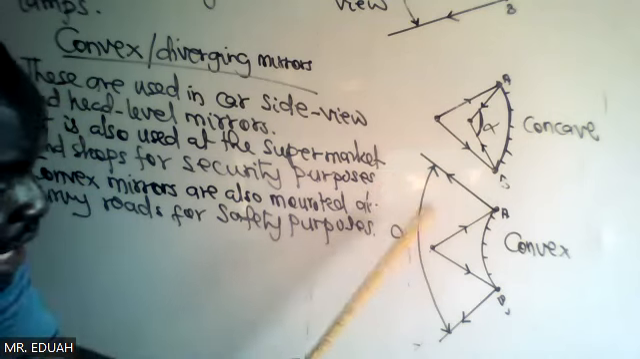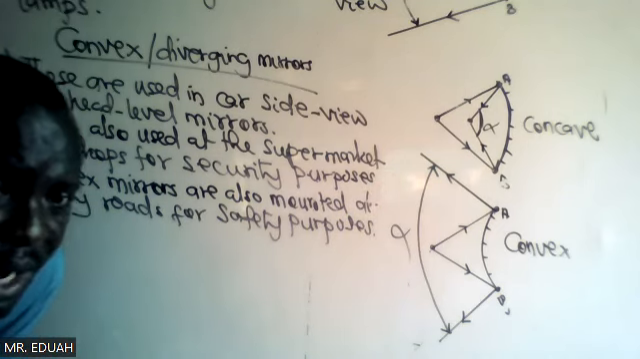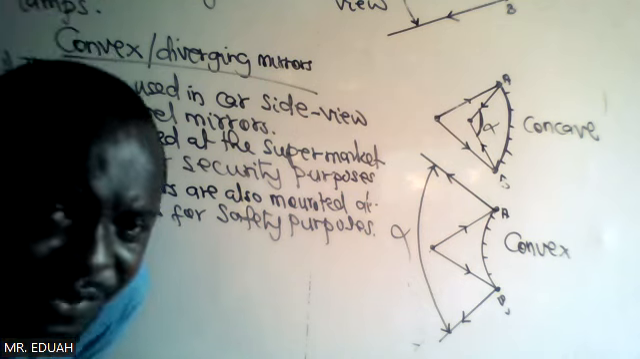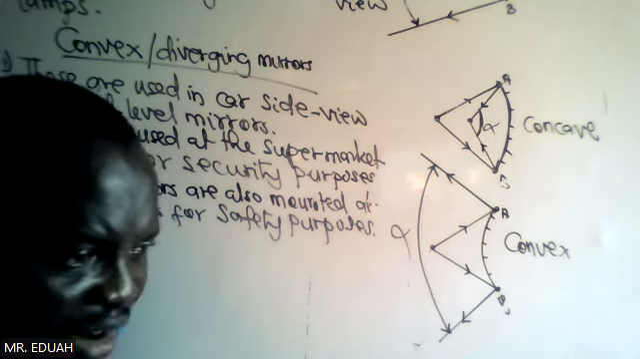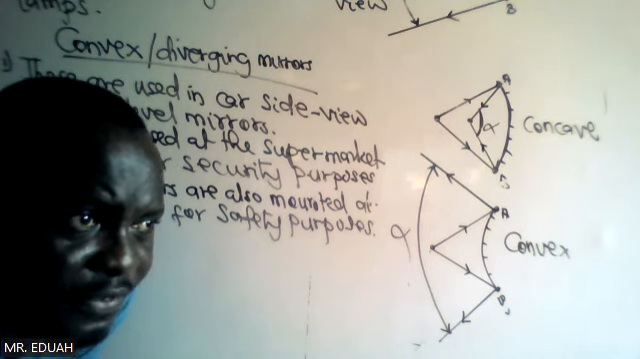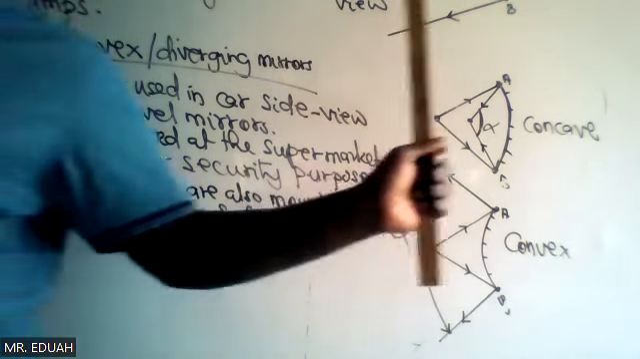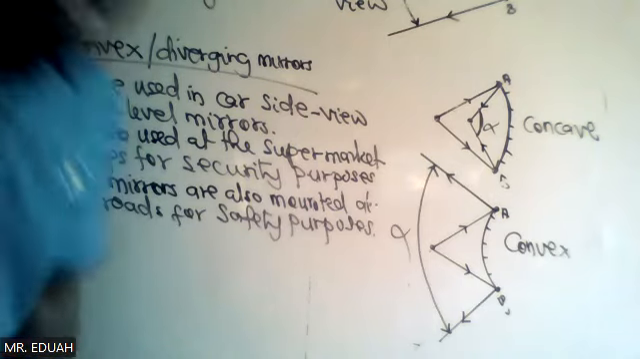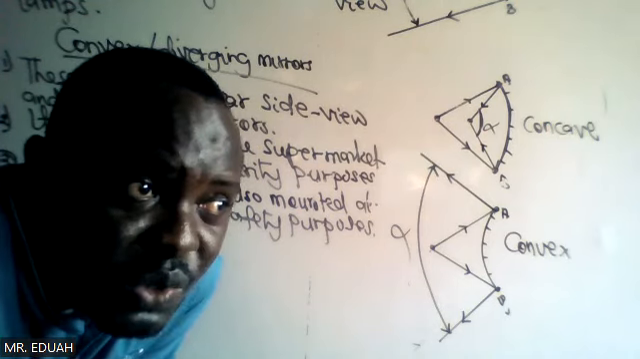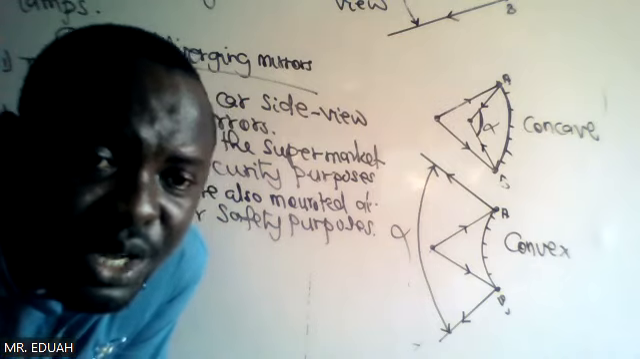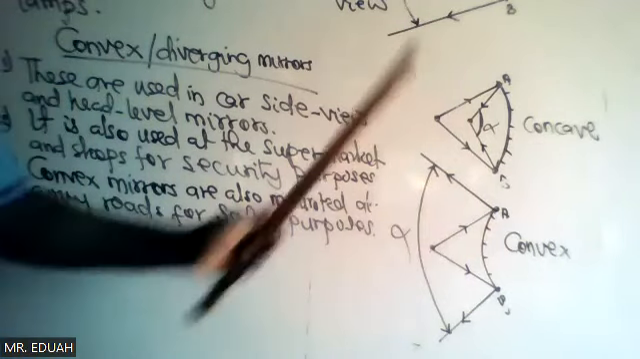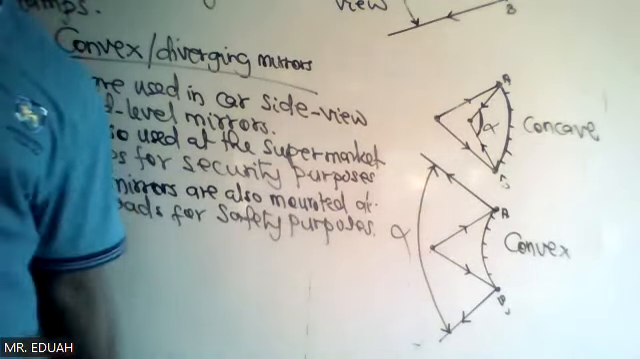Because of this special property, when you use it as a side view mirror, it enables drivers to have a wider field of view of the back or the driving environment. That is the reason it is used as a side view mirror, so that when you are driving and you look through, you can see a larger area of the car's environment than a plane mirror would give you.